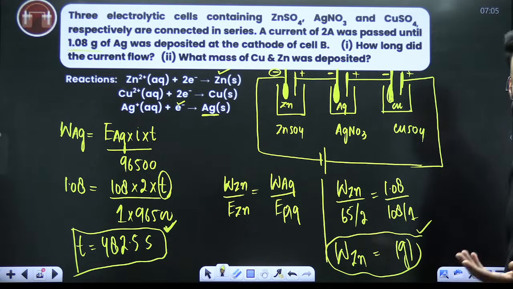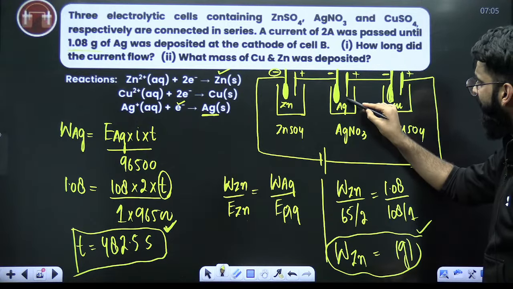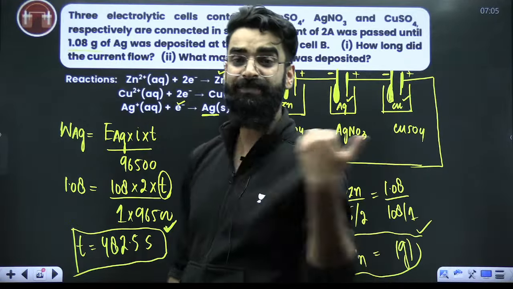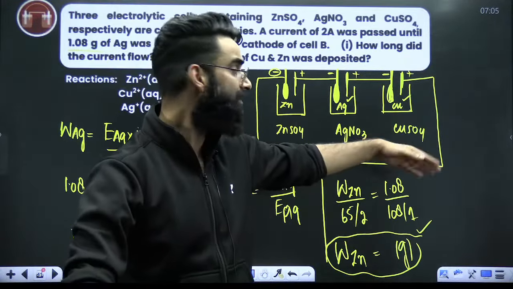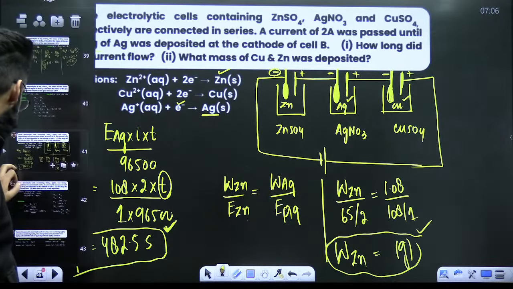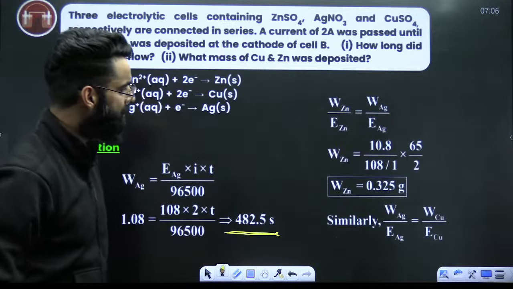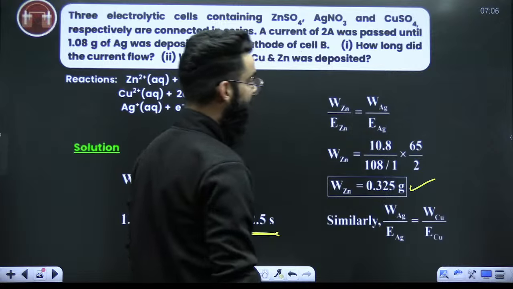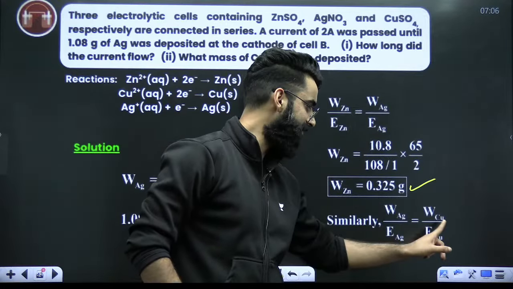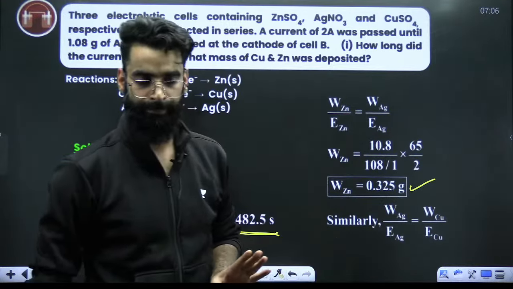Correct? Similarly, once you get the mass of zinc deposited, you can equate gram equivalence of Ag with gram equivalence of copper. From there, you can calculate the mass of copper deposited. Is this question clear now? So T value is 482.5 seconds. Mass of zinc deposited is 0.325. Mass of copper deposited you can calculate through this particular equation. You have just equated the gram equivalence of Ag deposited with the gram equivalence of copper deposited. That's all. Is this clear to everyone?